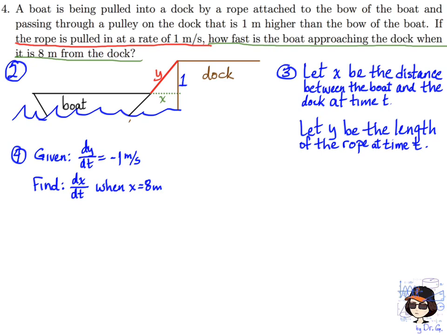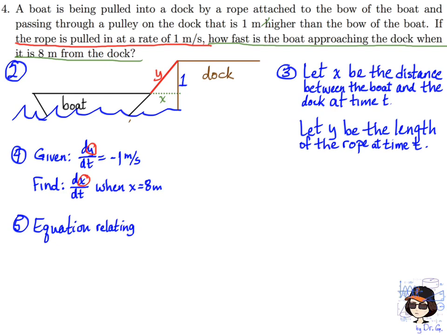Okay, so now we're ready for step 5. We're going to write an equation that relates the quantities that are changing. So what are the quantities that are changing? So we look at the derivatives from step 4 to figure out what quantities we need. We need y and we need x because we have a dy/dt and we have a dx/dt. So we need an x and a y.